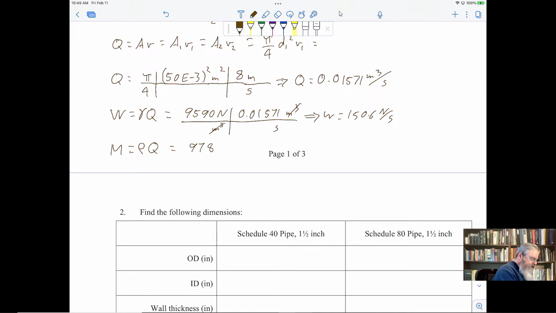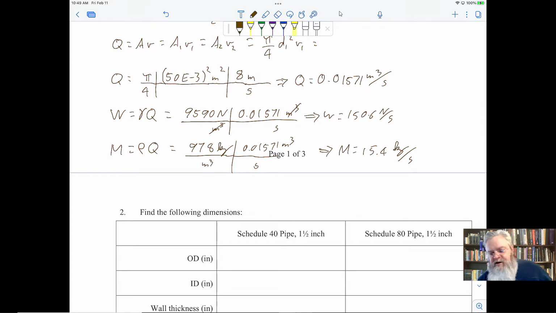So 978 kilograms per meter cubed times Q, 0.01571 cubic meters per second. And we end up with our mass-based flow rate being about 15.4 kilograms per second. And by the way, that numerically works out to liters per second, because a kilogram of water is pretty close to a liter. It's about 15 liters per second, which I find a friendlier kind of flow rate.